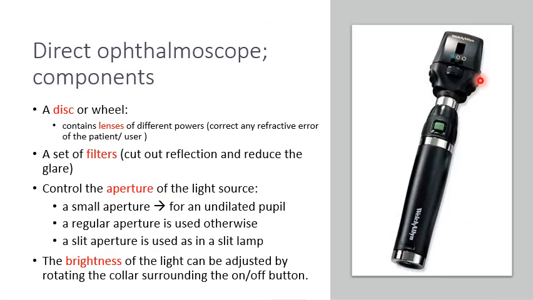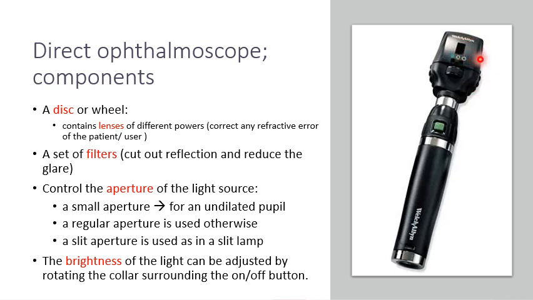The head contains a disc or a wheel here that we can rotate to use lenses of different powers to correct the refractive error of the patient or the doctor. And there is a set of filters to cut out reflections and reduce the glare. And we can control the aperture of the light source.